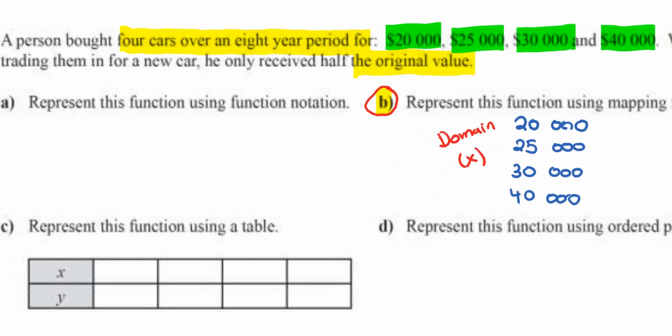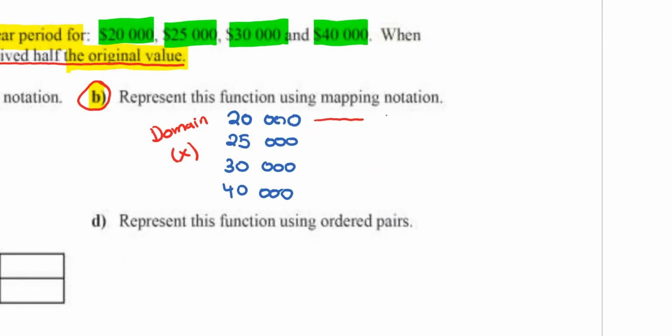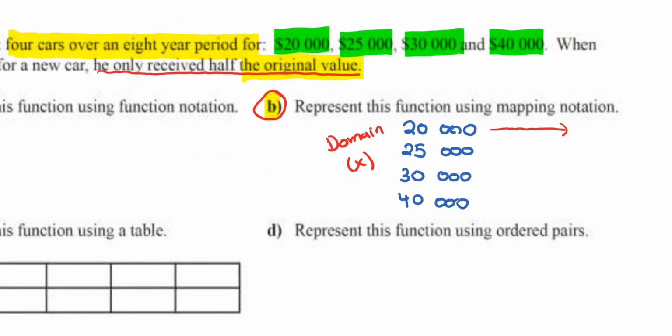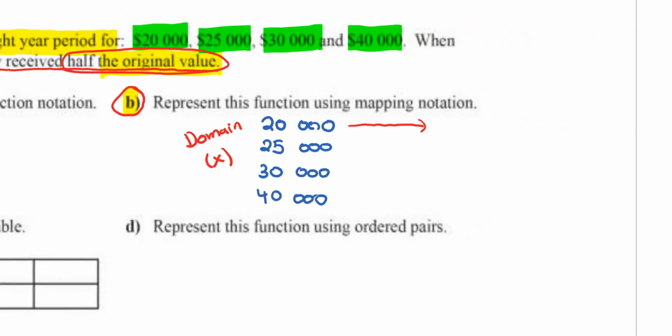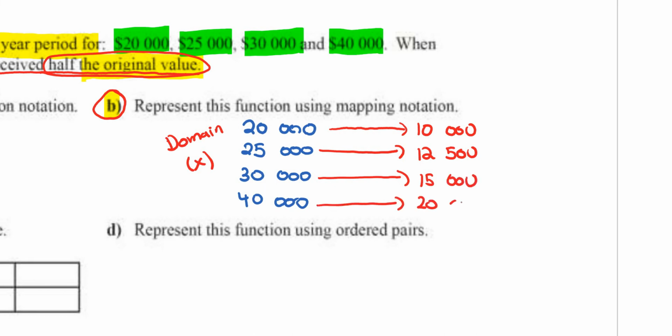Well, if you read the problem here, he only received half the original value when he trades in those cars, right? So this $20,000 car, when he trades it in, he only gets half, right? He gets half of the original value, right? So that $20,000 becomes $10,000. And this $25,000, half of that is going to be $12,500. And this $30,000 becomes $15,000. And this $40,000 becomes $20,000.